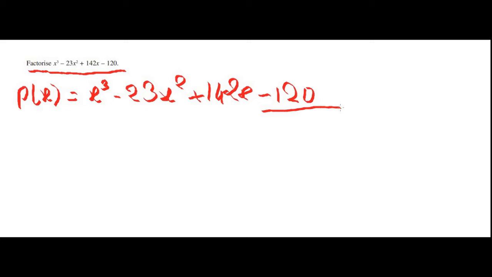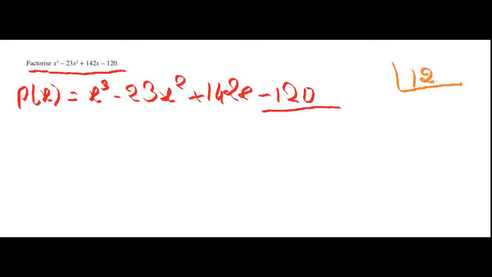But not only the final term, if there is any other term without any variable, then we should multiply that. Here we have only minus 120. So let's factorize that. What could it be? Let's do the prime factorization and see what the factors could be.